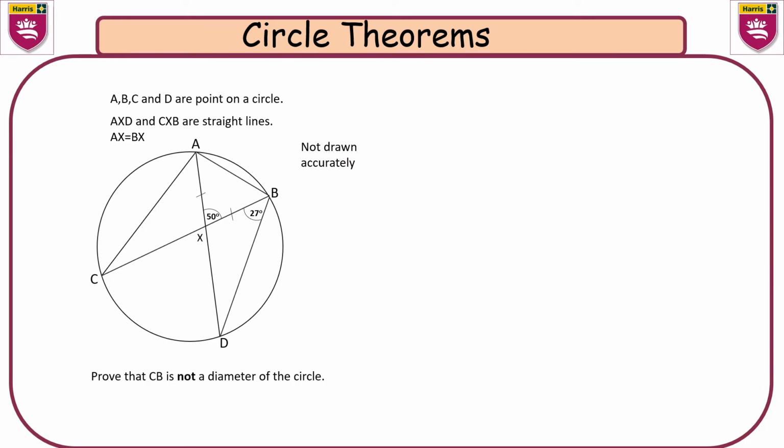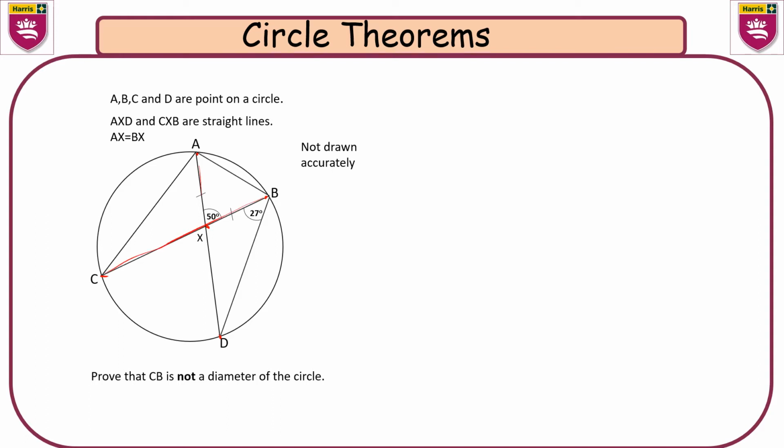So using the same theorem, this is the second part of the same question. If you remember the previous question that we went through, this is the second part of that same question. This one says A, B, C, and D are points on a circle. AXD and CXB are straight lines.